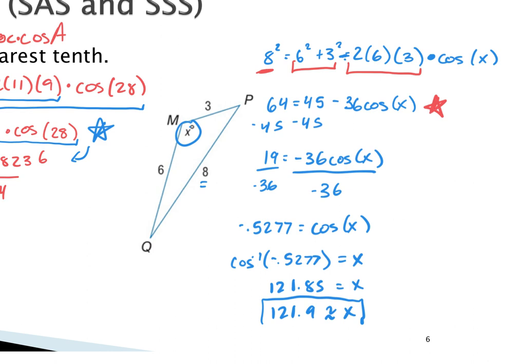All right, now, back to what I was saying on the last problem. This step right here, going from this step to this step. Remember, do not combine these numbers. You have to keep them separate. 45 cannot be combined with negative 36 cosine x because of the multiplication. It's a very common math error, so just be on the lookout for it.